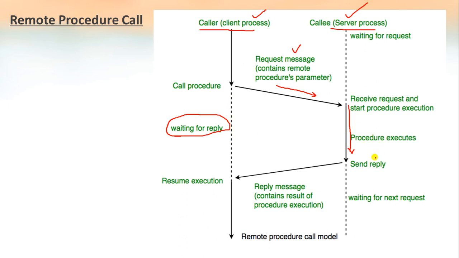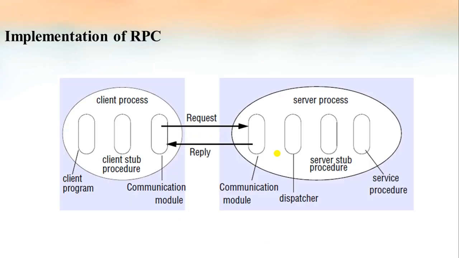Once the procedure execution is over, the server will send the reply to the client, and this reply message contains the result of the procedure execution, so that the client will receive the reply and resume the execution. At that time the server will be waiting for another request. So this is the overall working of a client server process.